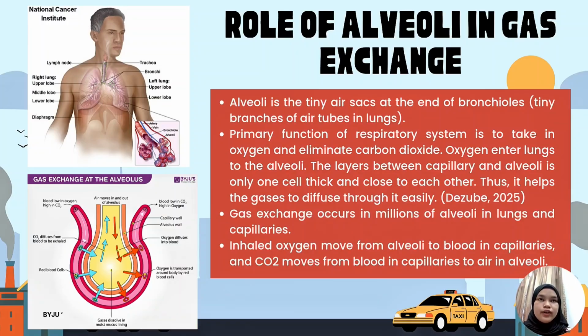So, you can see on the top left the diagram of alveoli in the lungs, and on the bottom left, we can see the gas exchange at the alveolus. The red arrow shows how oxygen diffuses from alveoli to the blood capillary, and the blue arrows show how carbon dioxide diffuses from blood capillary to the alveoli.